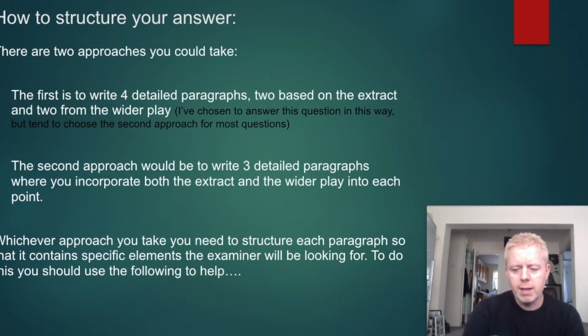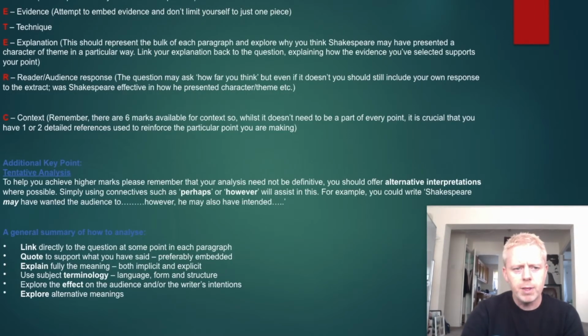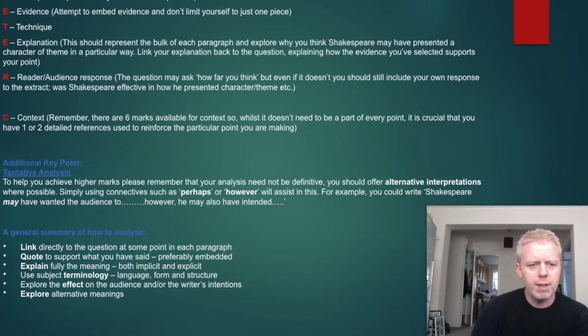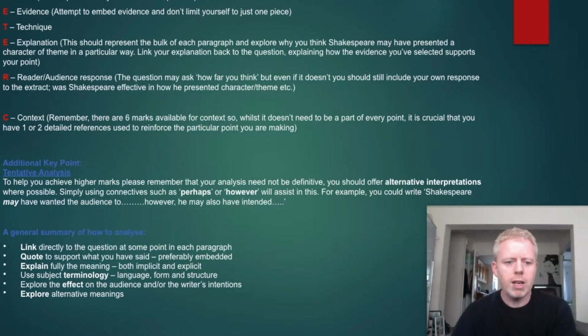Now, I've gone through the mark schemes, and I've paraphrased or lifted out the key bullet points, the key areas that you need to be covering. And this kind of format for each paragraph, and I realise I've cut the top off there, so apologies for that. This format for each paragraph kind of covers everything. P to C. Point, evidence, technique, explanation. Now, reader or audience response. Remember, this is a play, so it will be the audience response.